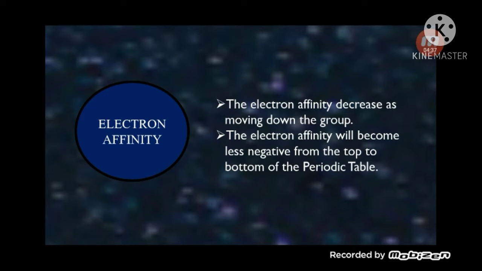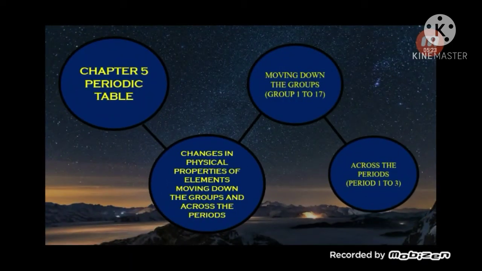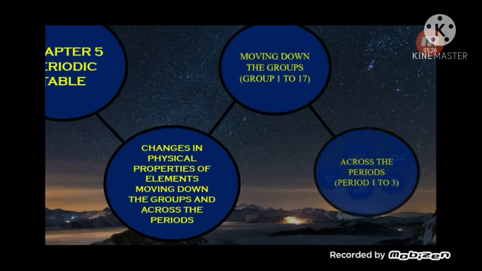The definition of the electron affinity is the ability of an atom to accept an electron. The electron affinity decreases as moving down the group. What happens is that it becomes less negative from the top to the bottom of the periodic table. So this is what happens to the electron affinity. Let us look at the second thing, which is across the periods.